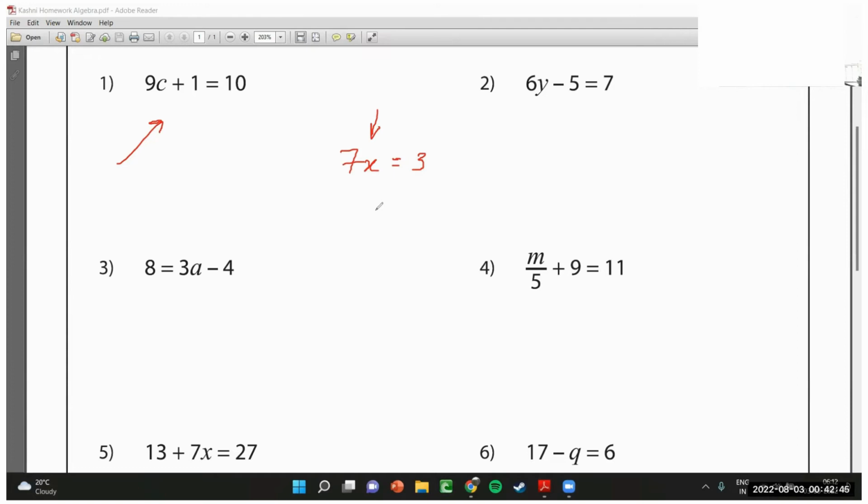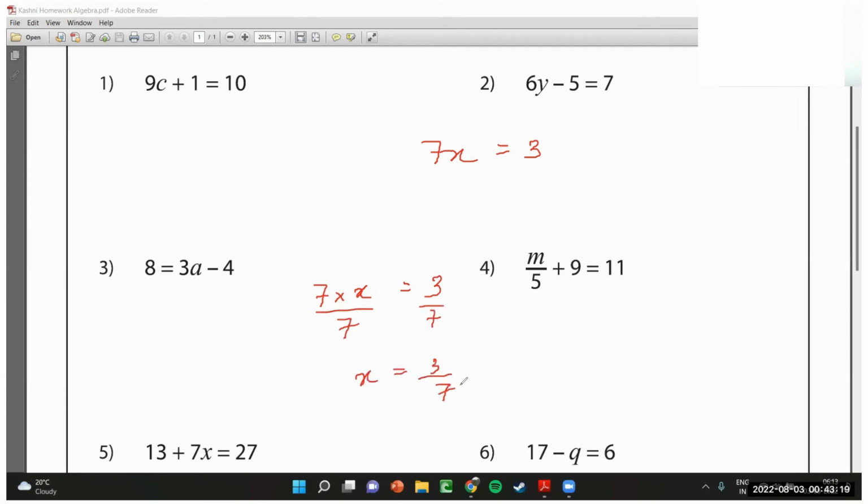Tell me, what is stopping me from finding x? It is 7. 7x equals 3. This 7 is stopping me from finding the x value. So if I remove this 7, I can find x, correct? Now tell me, 7 into x is 3. How do I get rid of 7 when it is 7 into x? You divide by 7 on both sides. You end up with x equals 3 by 7.